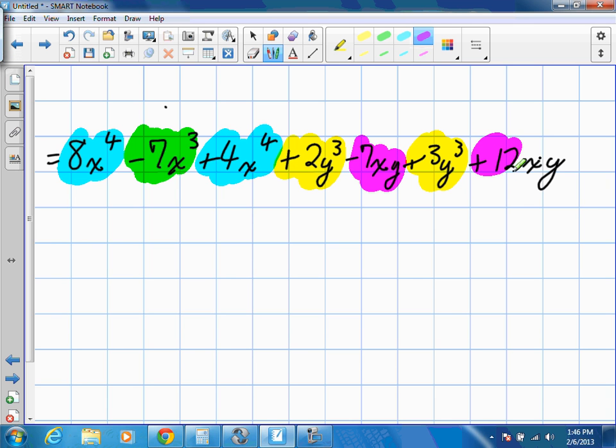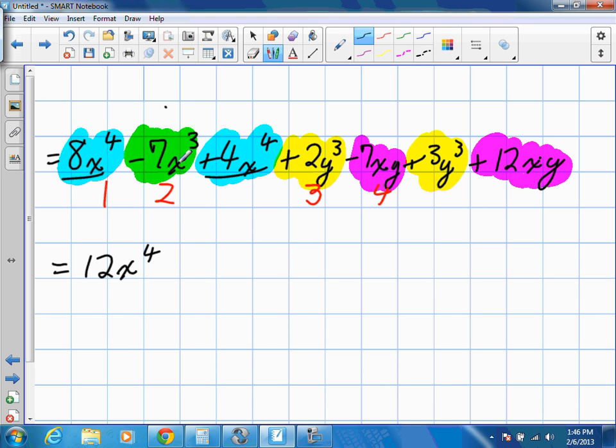How many different sets of terms do we have here? Okay, we have 4. 1, 2, 3, and 4. Which means our answer should have how many terms in the end? 4. So let's combine them. 8x to the power of 4 plus 4x to the power of 4 is 12x to the power of 4. Negative 7x cubed. Anything happen? No, it stays the same. 2y cubed plus 3y cubed is positive 5y cubed. Negative 7xy plus 12xy is 5xy. And that's it. That's our final answer.